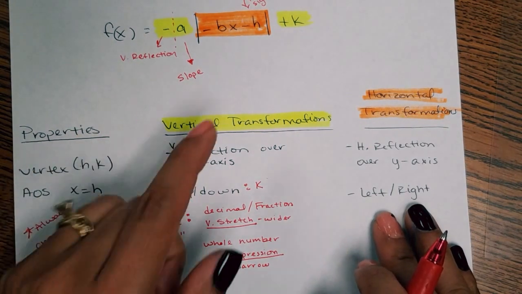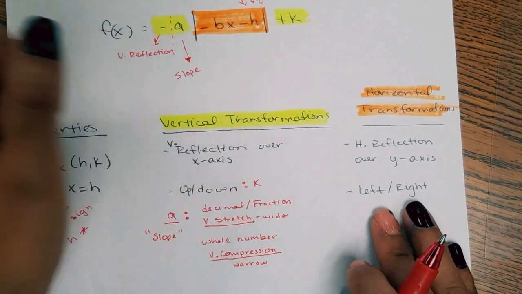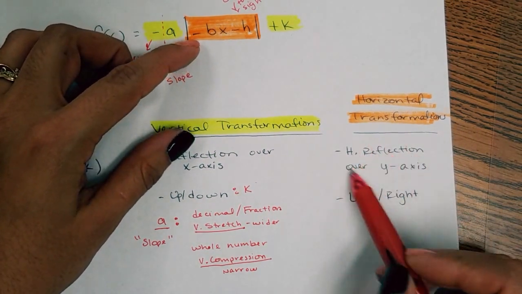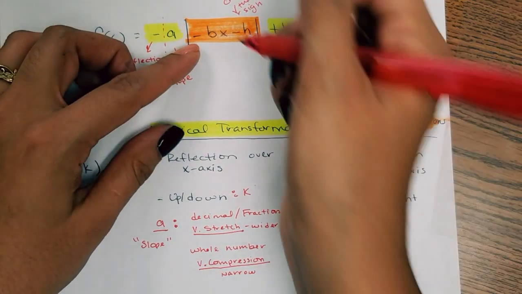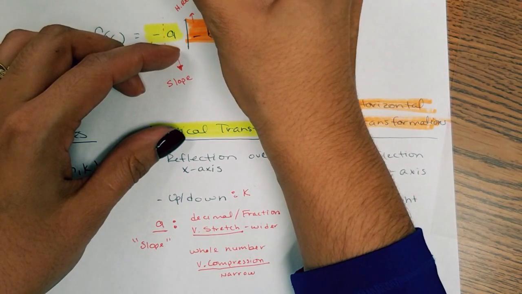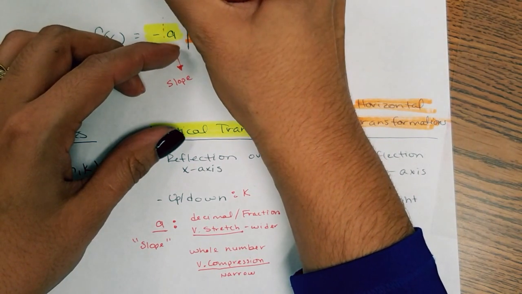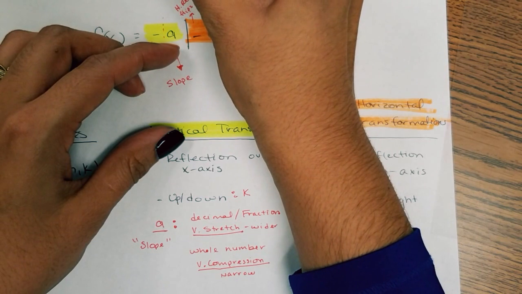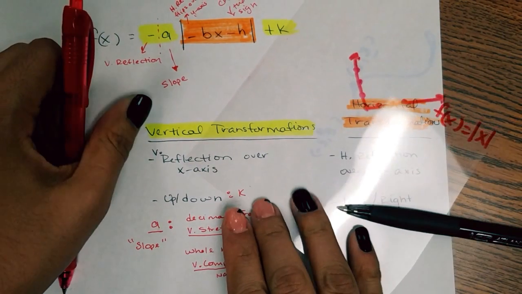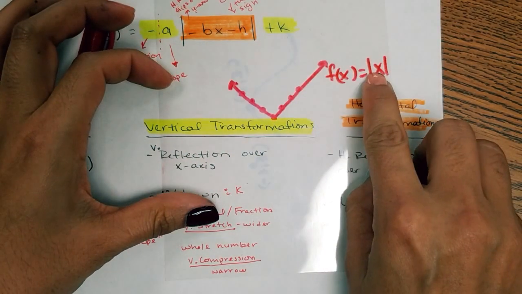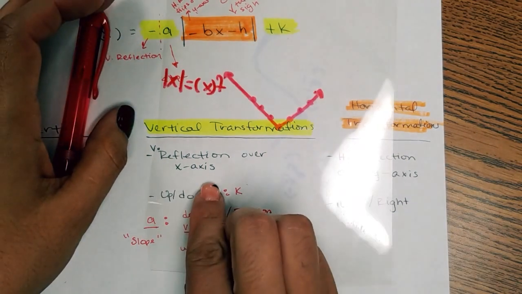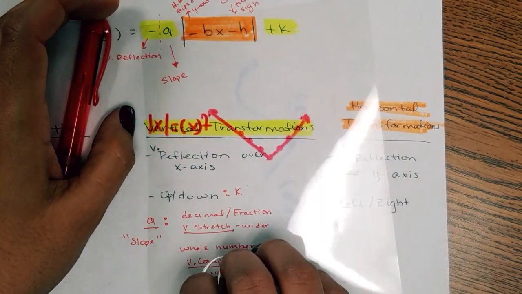Now for your horizontal transformations, those are what's inside of your absolute value. Okay, if you have a negative sign, that's your horizontal reflection. So if there's a negative there, it's a horizontal reflection, which means that it flips over the y-axis. So if you have your function here, and this was going to be negative x, it would take it and flip it this way. Okay, so it would just flip over the y-axis.